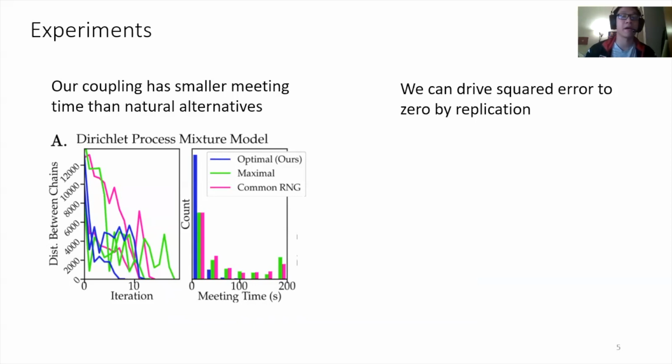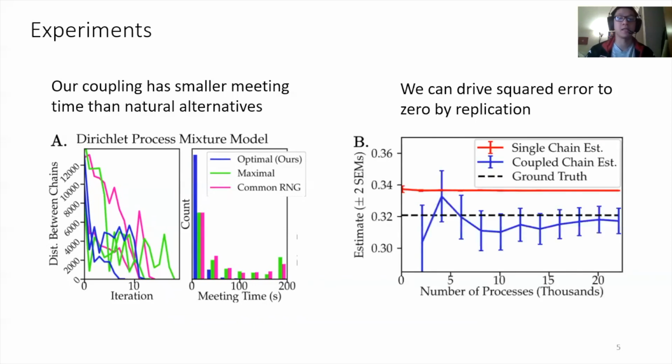Finally, we show the definite benefits of unbiasedness. Recall that we wanted to estimate integrals of target distributions. Here, the ground truth is obtained from a very long Markov chain, whereas the red is obtained from a single Markov chain, and the blue is our coupled estimate. Even in the limit of a lot of replicates on the x-axis, the bias of the red precludes error from going to 0, whereas because our blue estimates are unbiased, having a lot of replicates drives the squared error to 0.